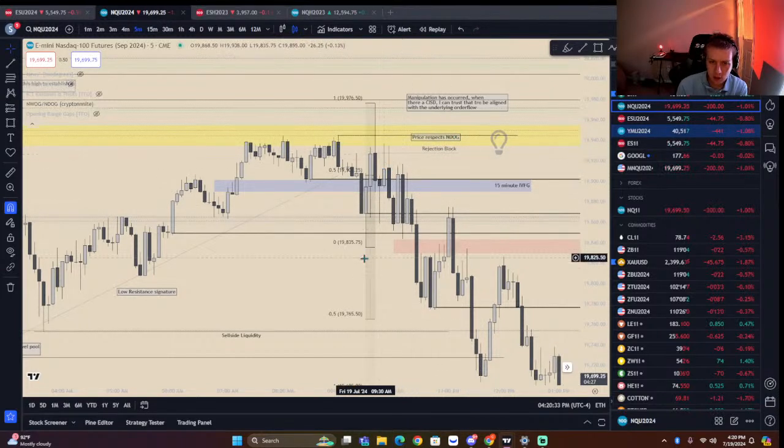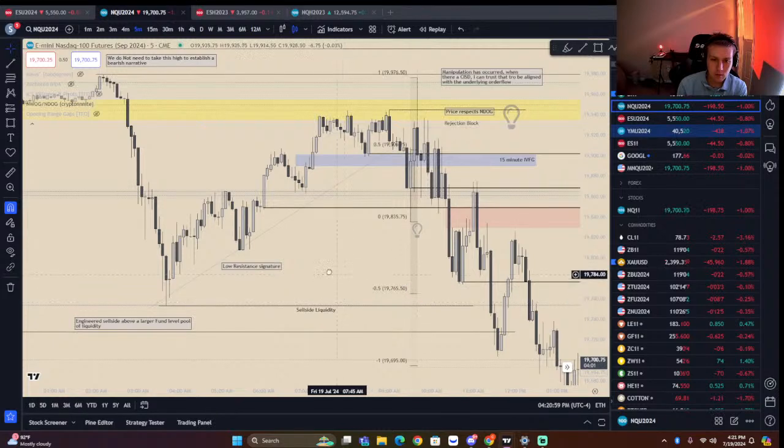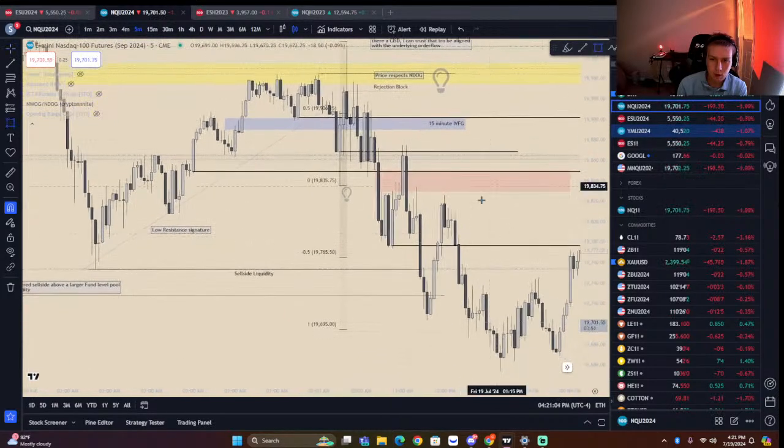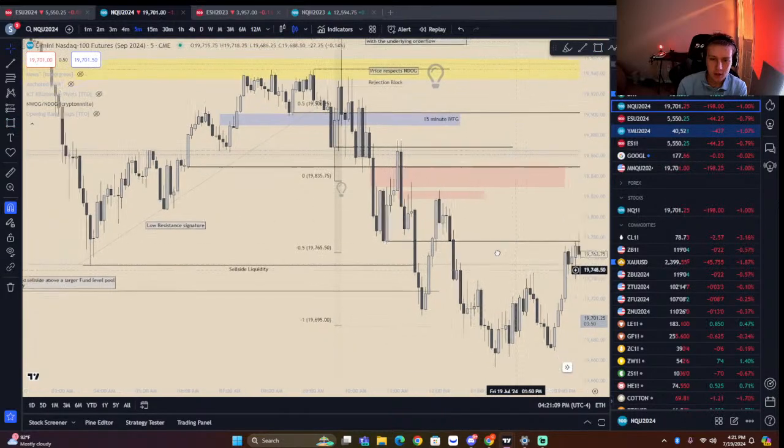Rejection block right there, where we get a nice market structure shift. I guess right here, that's kind of manipulation. If we're mechanical with this, market structure shift here, imbalance created here. And then we seek another redistribution leg here within this imbalance.